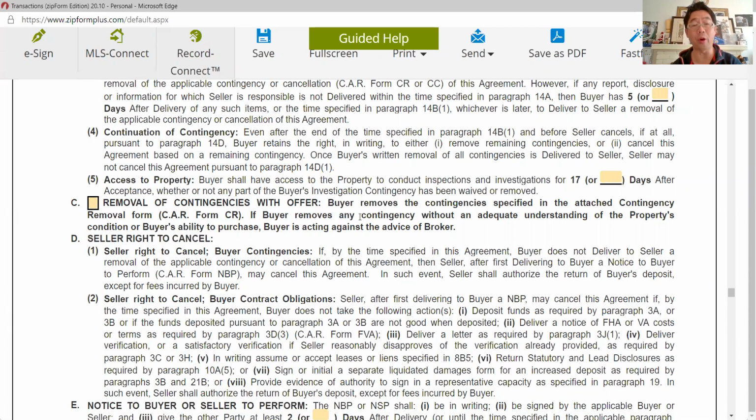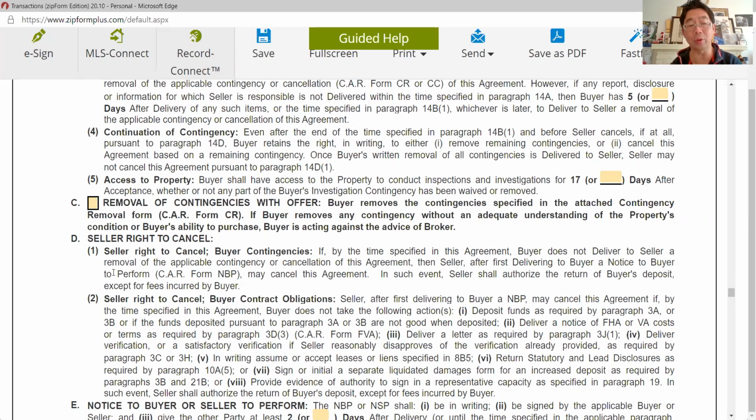Removal of contingency with the offer. Buyer removes contingencies specified in the attached contingency removal form. So when we need to do a removal of each single one of these, we've got four, then we need you to sign that paper again. Inspection, we need a paper to sign again. We'll go through that. That's a lot of things. Really, that's a lot of things.